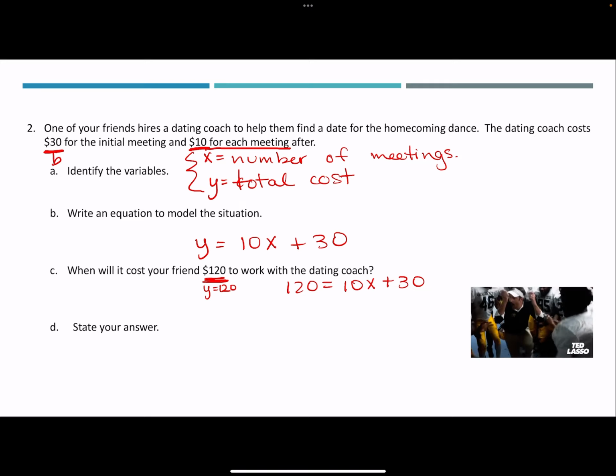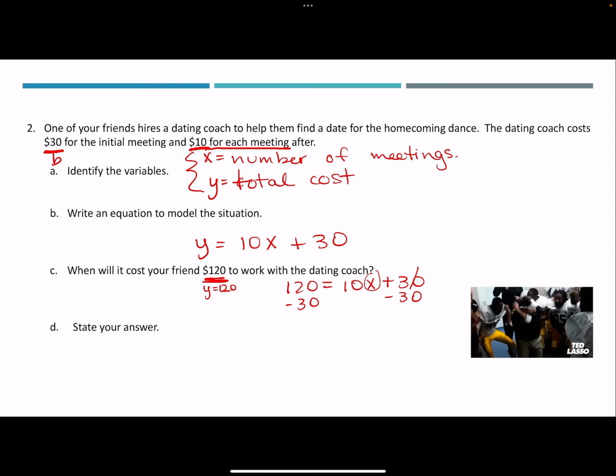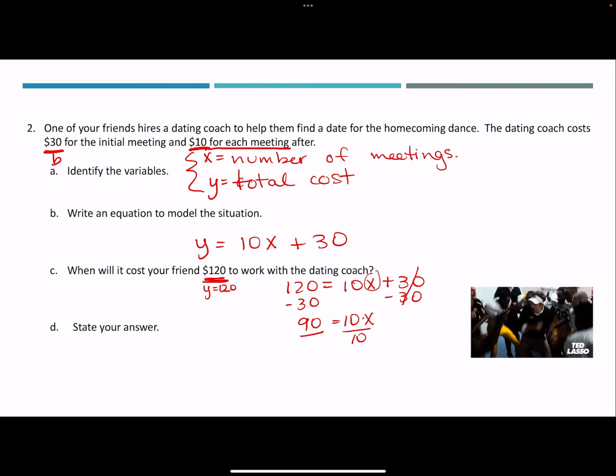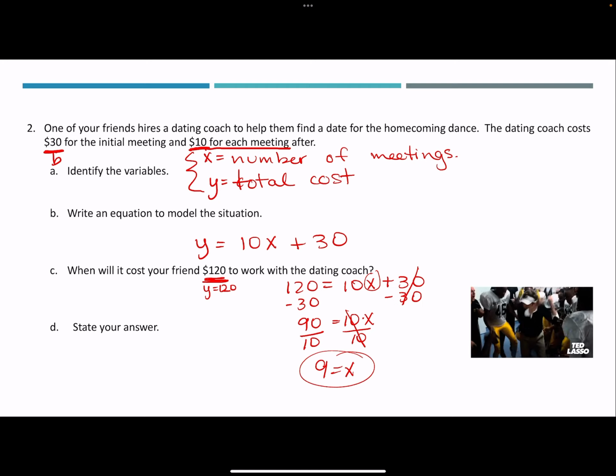Now I need to solve for X. So we have 120 equals 10x plus 30. I need to get X by itself. I'm going to subtract the 30 from both sides. You're going to use your calculator. 120 minus 30 is 90. 90 equals 10x, and then this means 10 times x, right? So we're going to divide both sides by 10. X equals 9. Well, what does this mean in words?